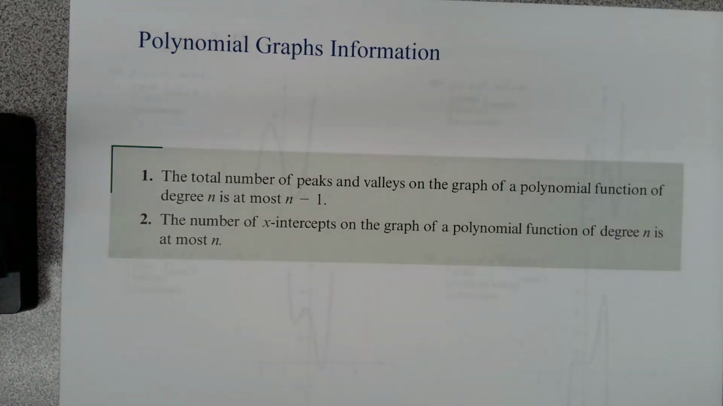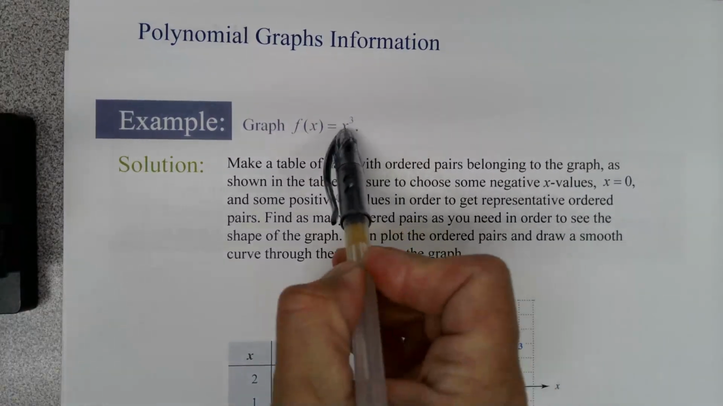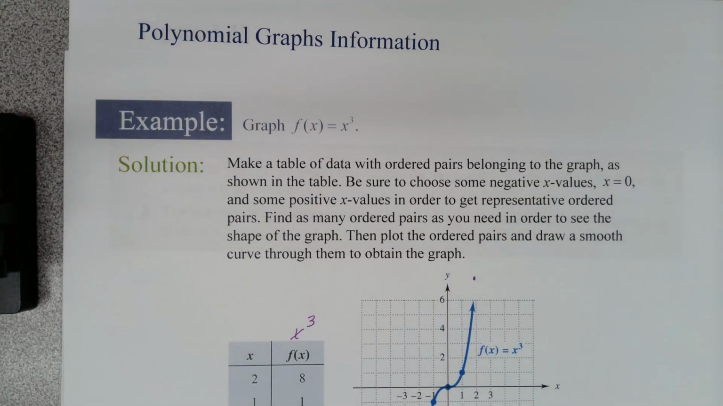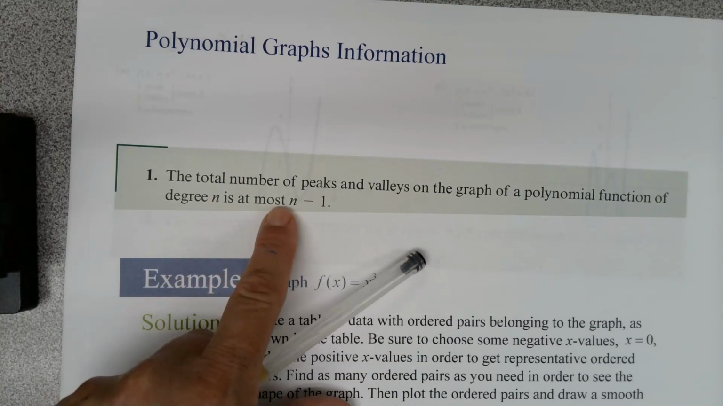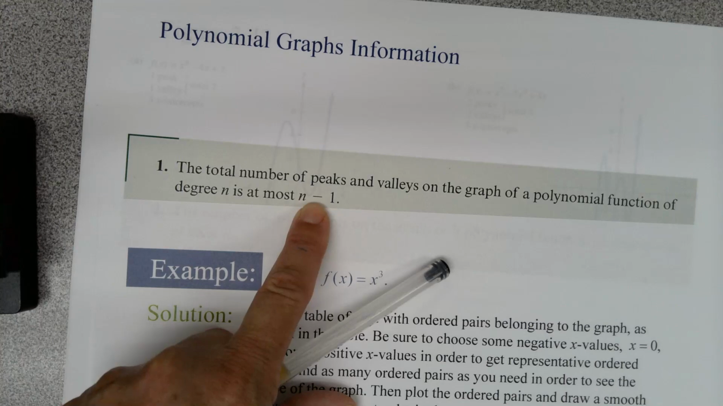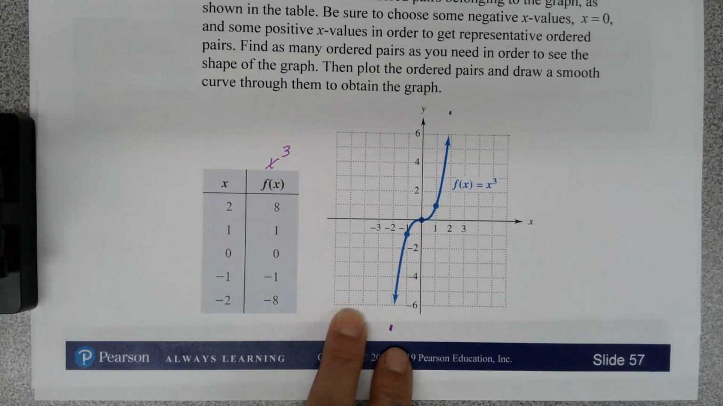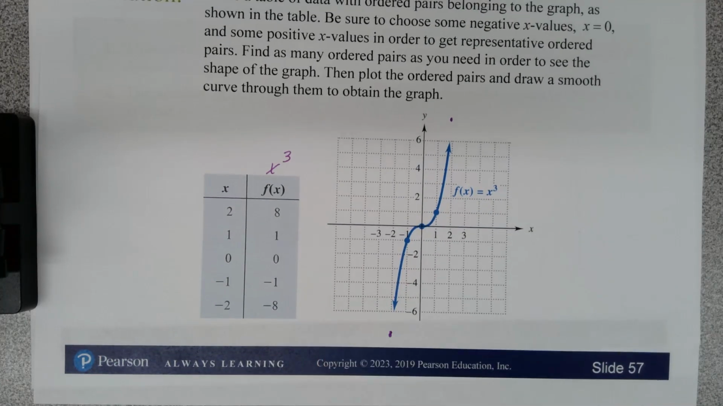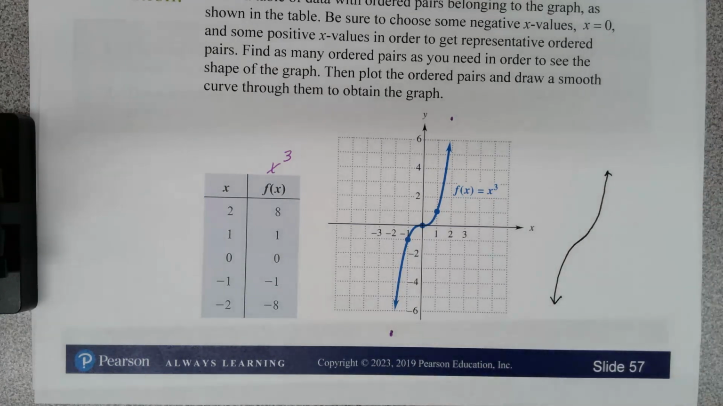Now, if we think about the basic cubic function, my n is what here? What is my degree? 3. It's a degree 3 polynomial. This says that a degree 3 polynomial can have at most 3 minus 1, which is 2 peaks or valleys. How many do you see in this? It's actually 0 because it continues to climb. It's more smooth like that. There's no real peak and no real valley here. There are 0 peaks and valleys in this cubic.